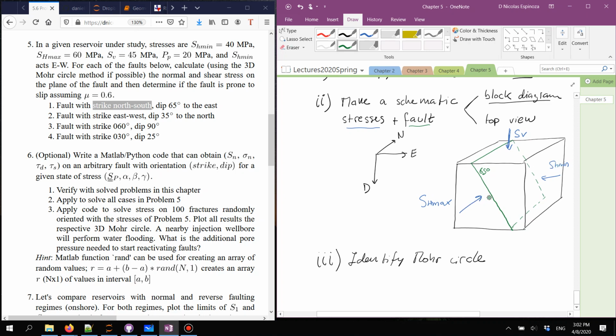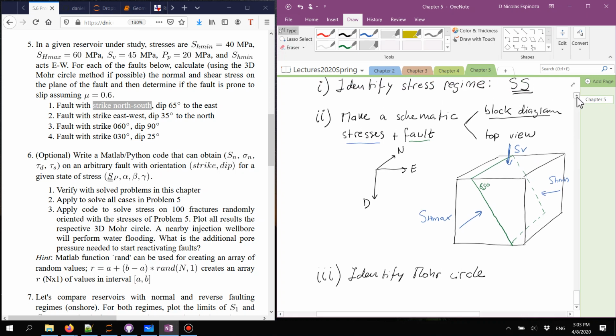SH max, if I try to project that on the plane of this fault, is not going to have any component on it. You see, this one is in the same plane of the fault, and therefore is not going to have any effect. The ones that are going to project onto this plane are SV and SH min. And from those two, I have to recognize which one is the largest. In this case, because we have a strike-slip regime, the higher stress is going to be SV.